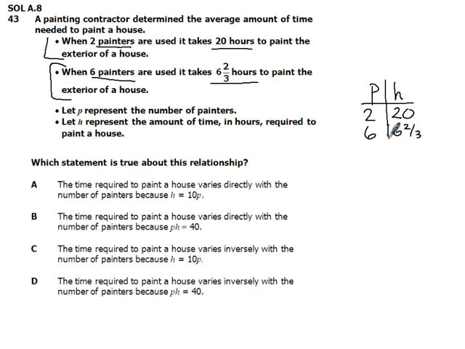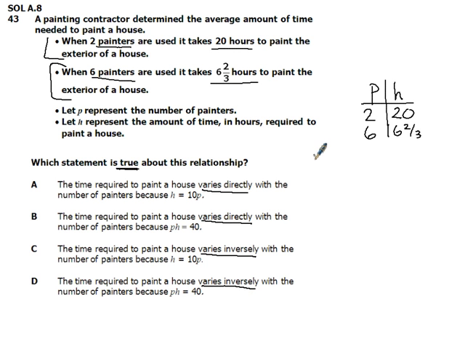This says which statement is true about the relationship. So I'm going to read all the choices to see what the differences are. A and B, the time required to paint a house varies directly. C and D, the time required to paint a house varies inversely. So we have to decide whether this is a direct variation or an inverse variation.